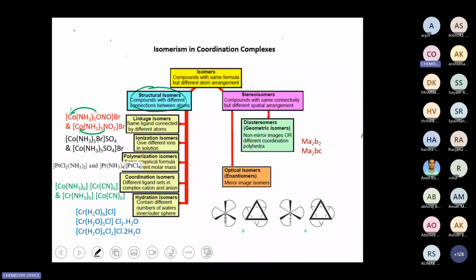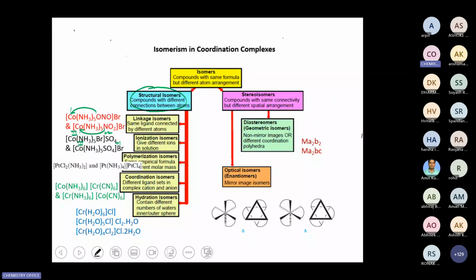But here definitely there is a change in the overall charge. You see here the overall charge is +2, and here the overall charge is +1. But in both cases, the charge on the metal complex is same, that is 3. Here 3, and here also 3. Molecular formula same, but only the exchange of the counter anion is giving rise to ionization isomer.